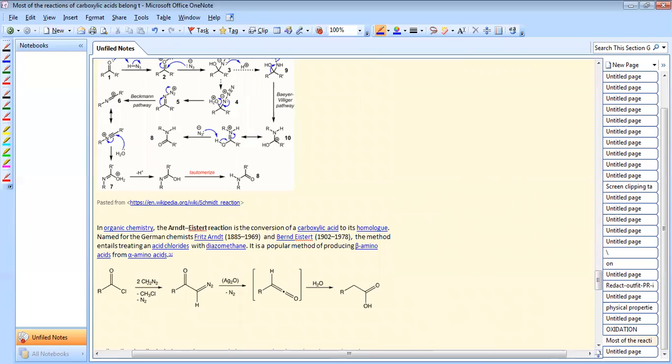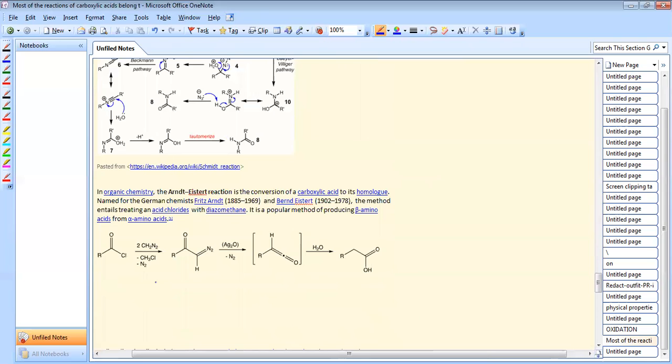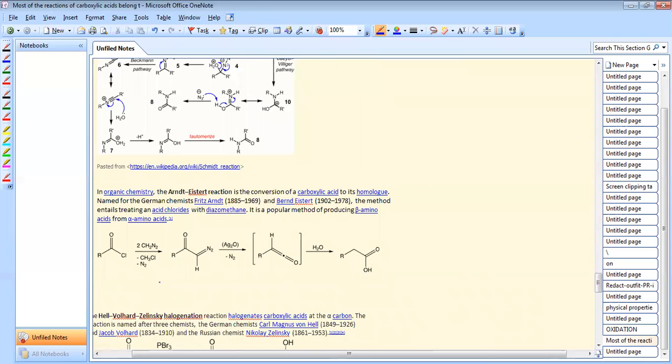This is again this reaction. Here is another reaction, a replica, or we can say an extension or modification of the previous one. This is the Arndt-Eistert reaction. In the Arndt-Eistert reaction, we start with an acid halide. First we take a carboxylic acid, which reacts with thionyl chloride, so we get the acid halide.